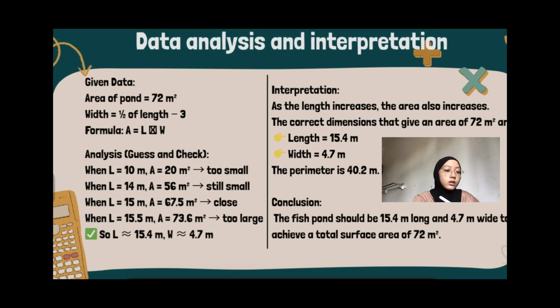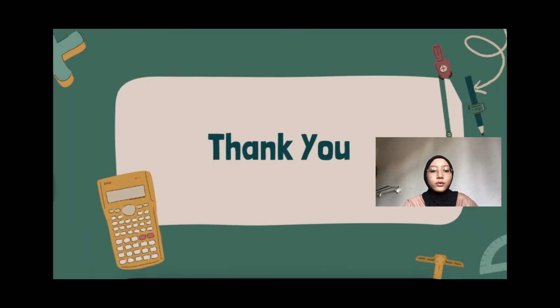The conclusion, the fish pond should be 15.5 long and 4.7 meters wide to achieve the total surface area of 72 square meters. So that's all from me.